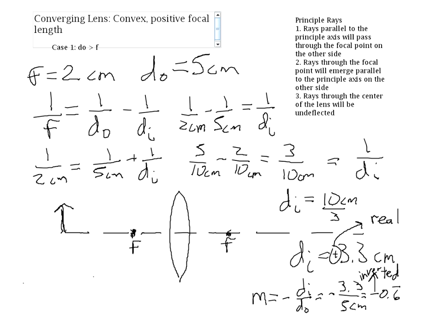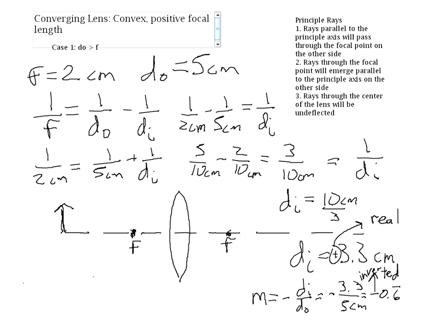you can draw the principal rays. Now, there are lots of rays that are going to pass from the object through the lens. There's an infinite number of them, in fact. But three of them are particularly useful for deciding where the image is going to be. Those three particularly useful rays are called principal rays, and I've listed them for you up there in the upper right-hand corner. And we'll draw them in that order.